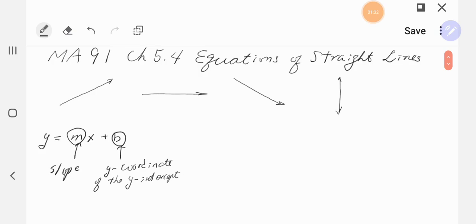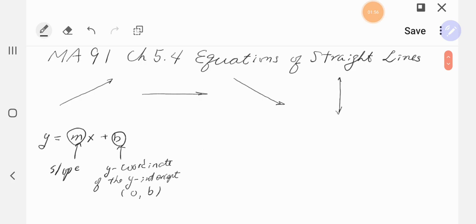The y-intercept is when x equals 0, y is b, always. Look at this: if you plug in 0 for x, then mx becomes 0. So y is equal to b. So the b value is the y value.